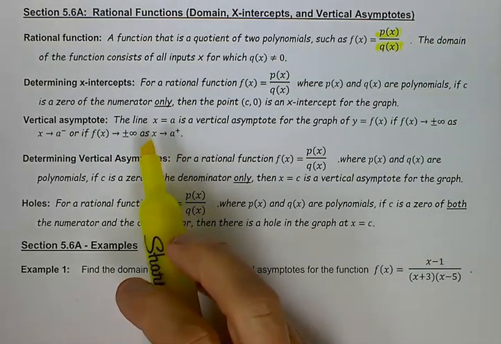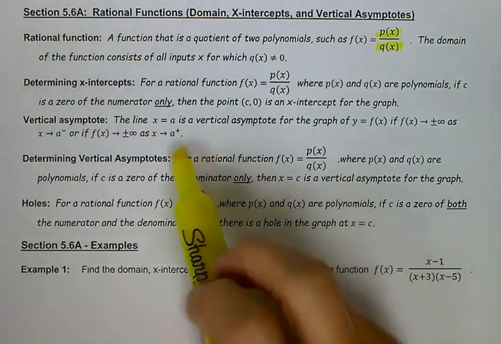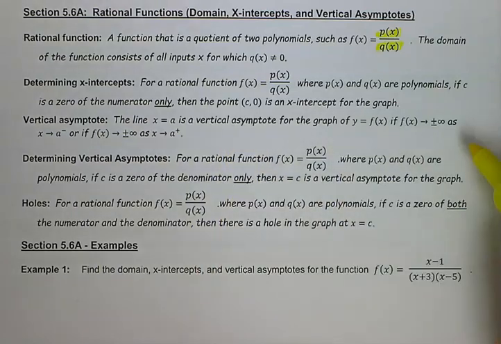We'll also be talking about vertical asymptotes. A vertical asymptote for a function creates a certain type of behavior in the graph. So first, we'll look at how to find where the vertical asymptotes are, and then we'll see what the behavior looks like on the graph.